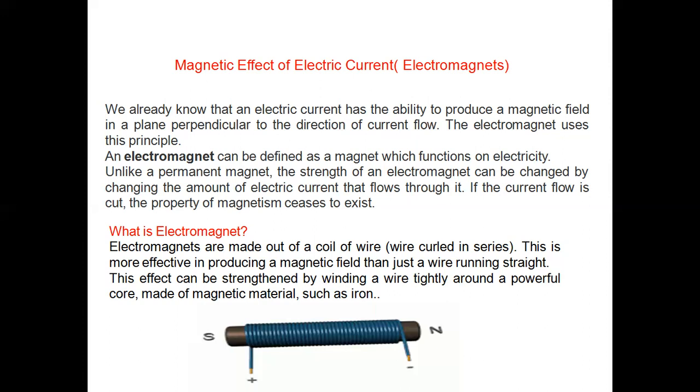So what is an electromagnet? Electromagnets are made out of a coil of wire, and that wire is curved in a series. This is more effective in producing a magnetic field than just a wire running straight. This effect can be strengthened by winding a wire tightly around a powerful core made of magnetic material such as iron. Here this figure shows the wire is wound on this core material, right?